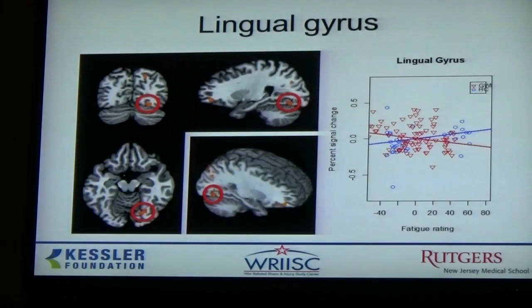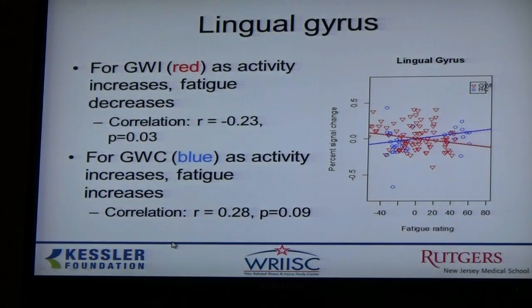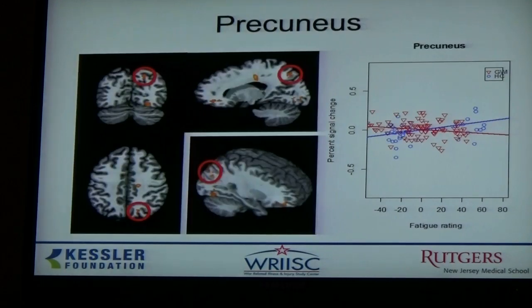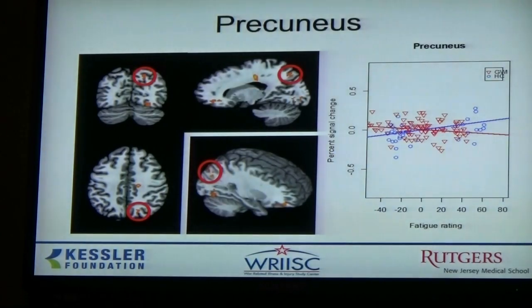Back here in lingual gyrus, we found the same pattern. This is the visual area, probably devoted to decoding the letters we were showing them. Again, the 3 views and 3D reconstruction. In terms of the interaction, for folks with Gulf War illness, as activity increased, fatigue decreased. And for controls, as activity increased, fatigue also increased. And then finally in the precuneus, which is the parietal area, up here, we found the same pattern. These are again the 3 orthogonal views and the 3D reconstruction.